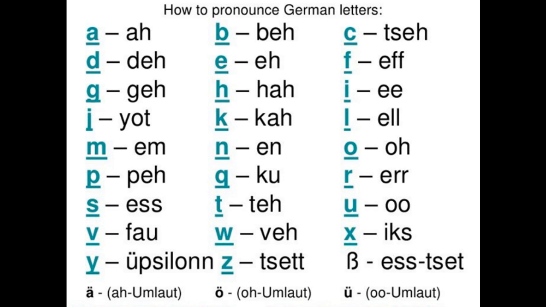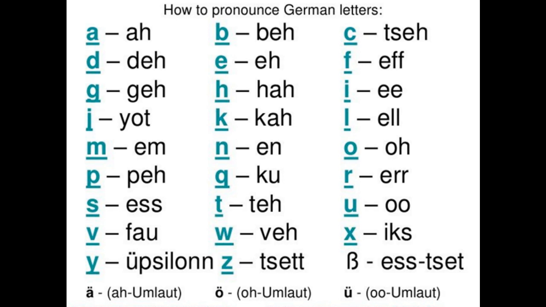And the 4 extra characters are: the one which looks like a beta, which is the Eszett; then A umlaut, O umlaut, and U umlaut.